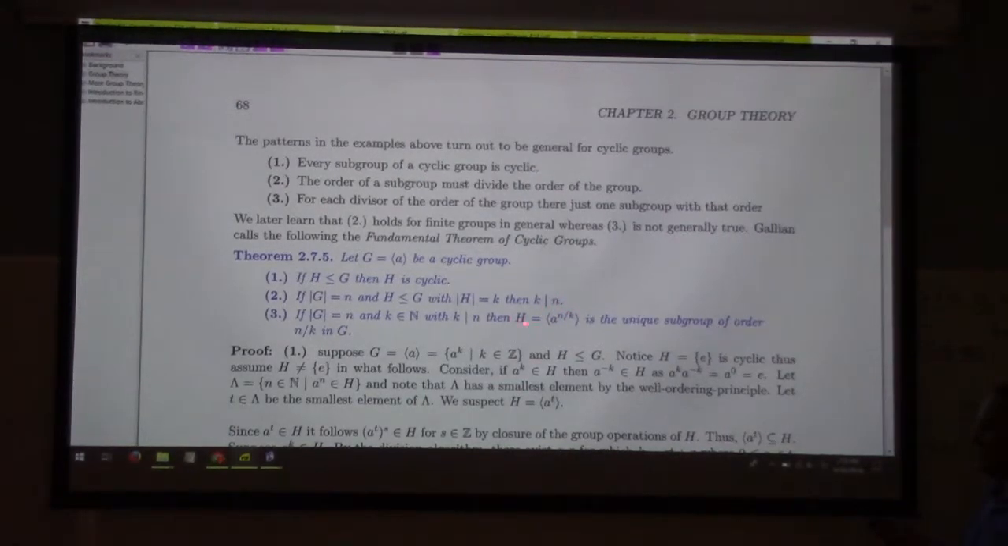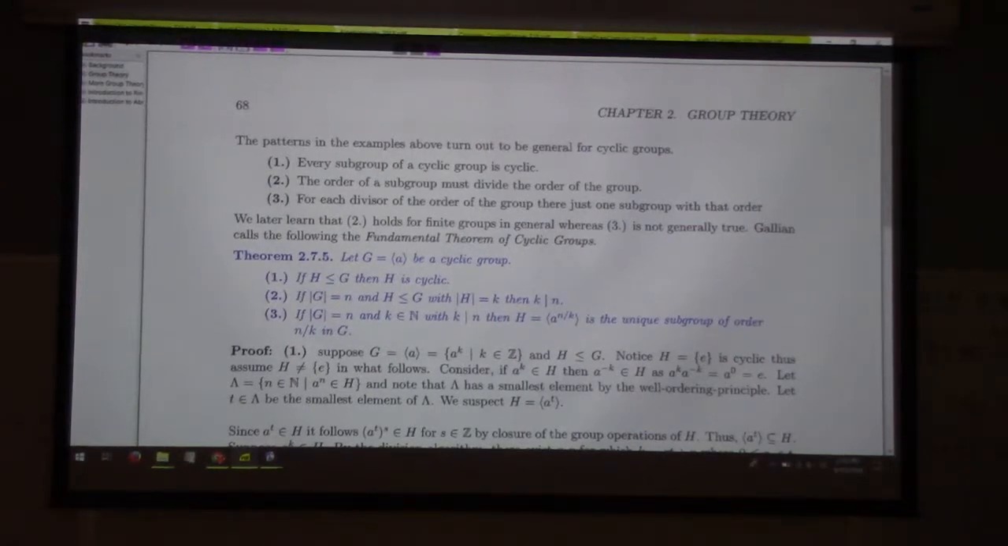In particular, you have a formula. Here's how you generate it: a to the power n over k will generate the unique subgroup of order k in G. Now, it's not emphasized in point 3, but part of point 3 is saying that for every divisor of the order of the group in a cyclic group, there is a corresponding subgroup of that order, and here's how you generate it.